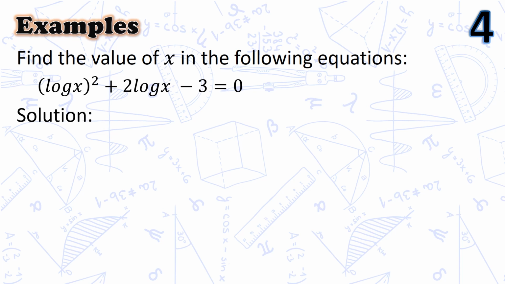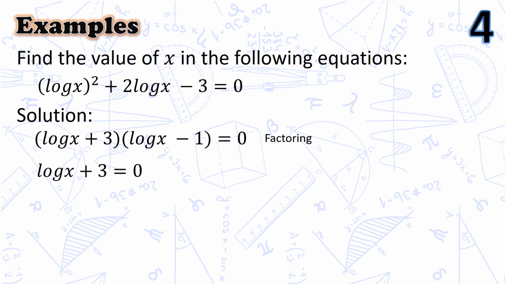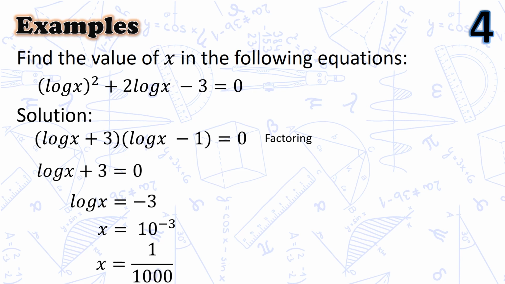The equation can be factored as logarithm of x plus 3 times logarithm of x minus 1. So by zero factor property, we can equate each factor to 0. We have logarithm of x plus 3 equals 0. Subtract 3 from both sides. We have logarithm of x equals negative 3. Then we use the exponential form. So we have x is equal to 10 raised to negative 3. Then x is equal to 1 over 1000.